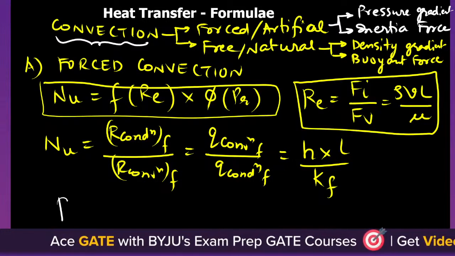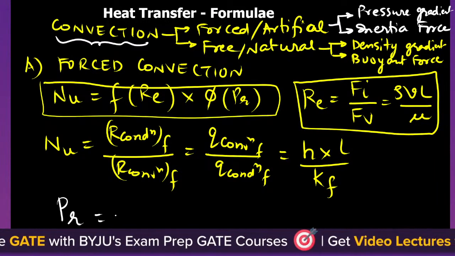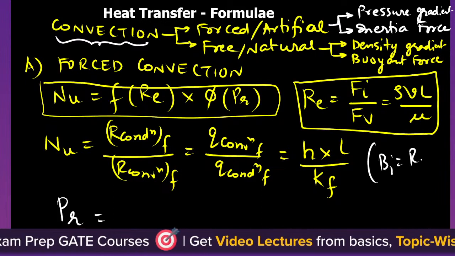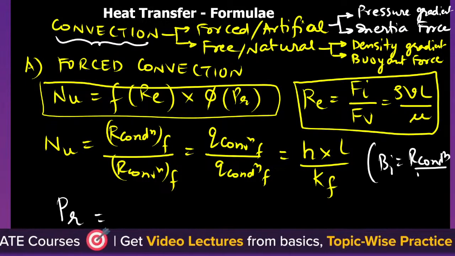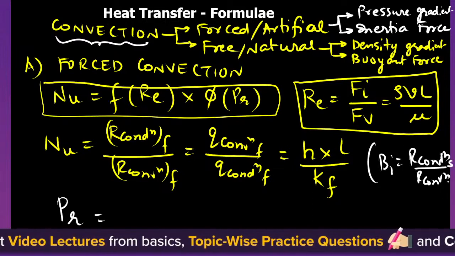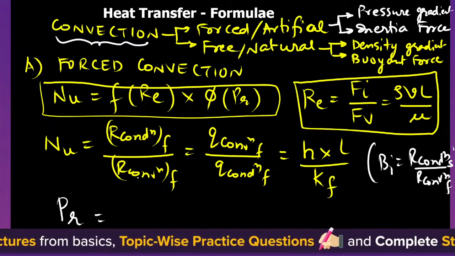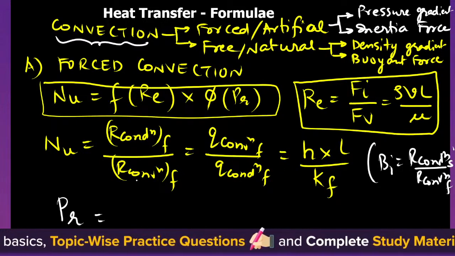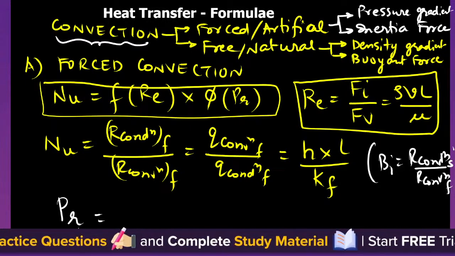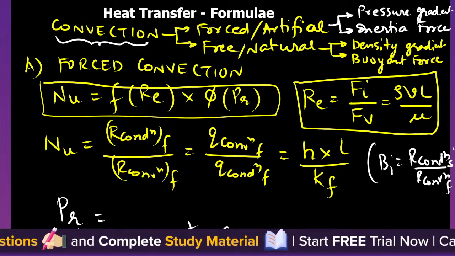What is the Prandtl number? Yes, Biot number is also the ratio of conductive resistance to convective resistance. But the only difference is that conductive resistance is for the solid and the convective resistance is for the fluid. What is the Prandtl number? It is a property. Prandtl number is the property of the fluid.